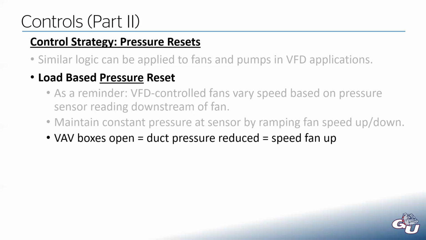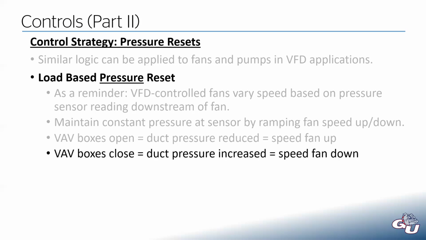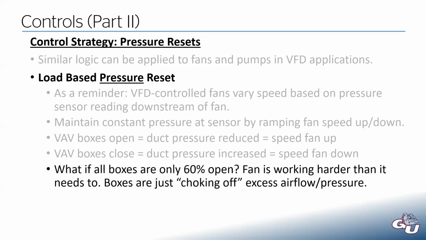So as our VAV box is open, that reduces our duct pressure and tells the fan to speed up. Or if our VAV box is closed, that creates a pressure increase in the duct because now the air has nowhere to go, and that's going to speed the fan down. But what if all of our boxes are only 60% open? That means our fan's working harder than it needs to, and the boxes are just choking off that excess airflow and pressure. Just like thinking of a hot water or chilled water control valve that's just choking off water flow because it doesn't need all of that 180-degree water.